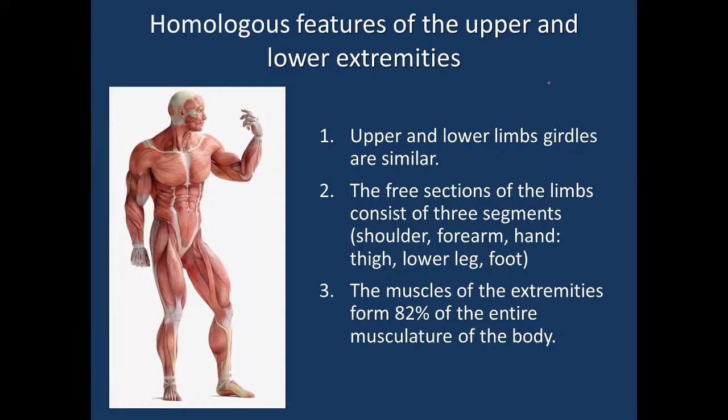These are the features we call homologous features. That is the similar features of the upper and lower extremities in humans. First of all, upper and lower limbs.